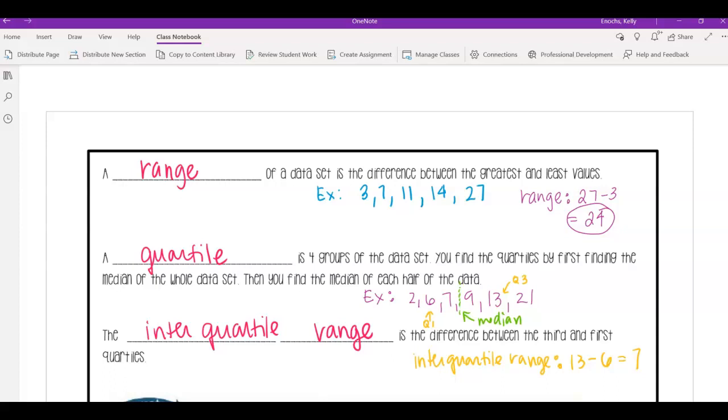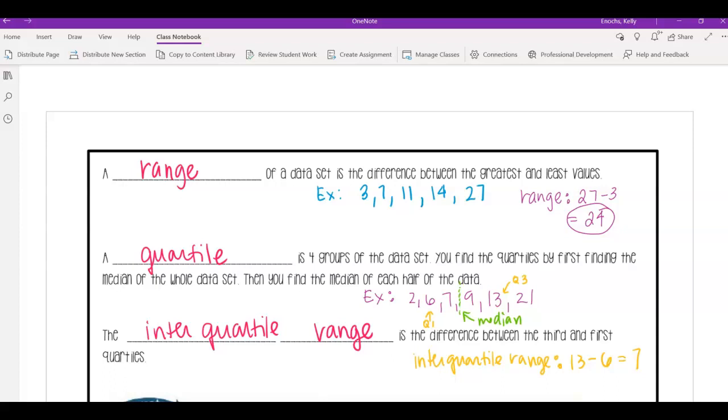So if I go back to that data set I started with, 2, 6, 7, 9, 13, 21, we found our median, which was 8, earlier in the notes. So you'll see my green line there to represent my 8, which is my median. And then if I look at my left side, that's the 2, 6, 7 group. So the median of that group would be 6. So that's where my first quartile is. And then 9, 13, 21, the middle number there is 13. So that would be my third quartile.